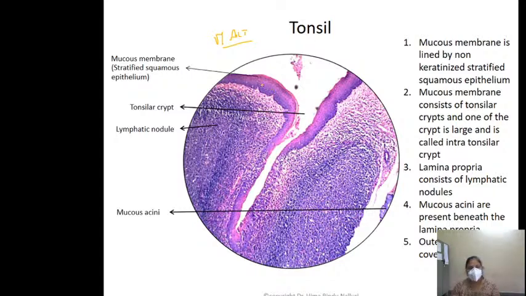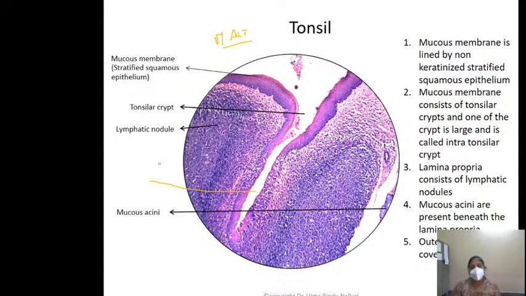This is the stratified squamous non-keratinized epithelium because it is the oral mucosa. The entire oral mucosa is lined by stratified squamous non-keratinized epithelium, and you see the crypts. In the palatine tonsil, you see the tonsillar crypts. This is the intratonsillar crypt. This is one of the crypts.